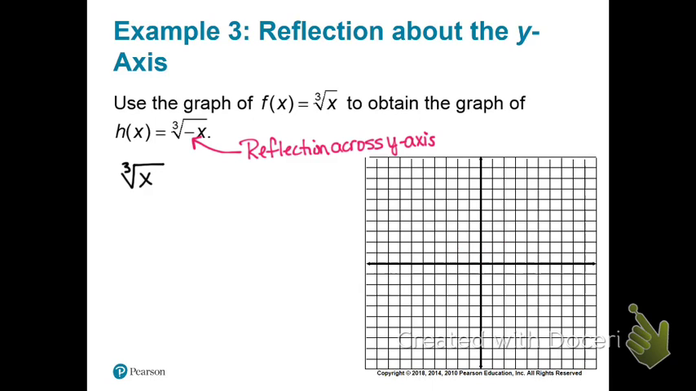Alright, so now we're looking at our parent table. This is also one of those weird tables. So negative 8, negative 1, 0, 1, and 8, right? And then it was negative 2, negative 1, 0, 1, and 2.